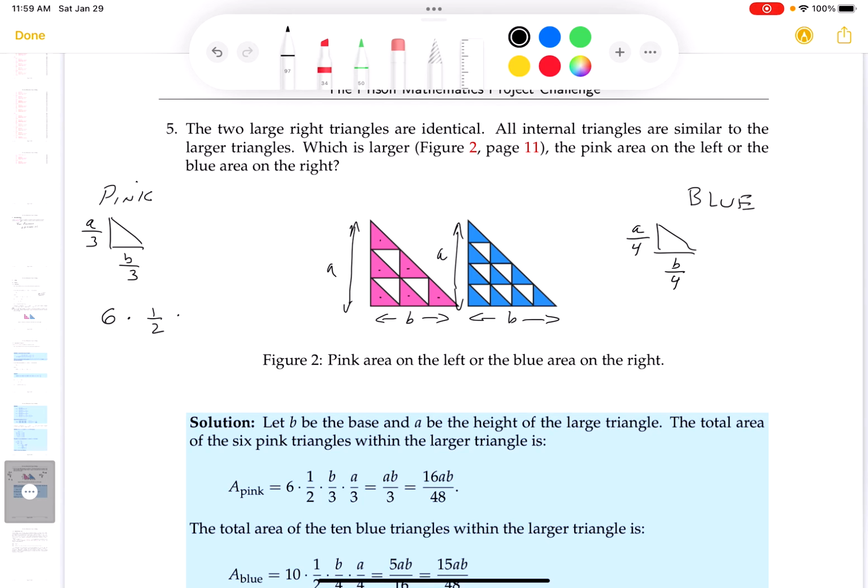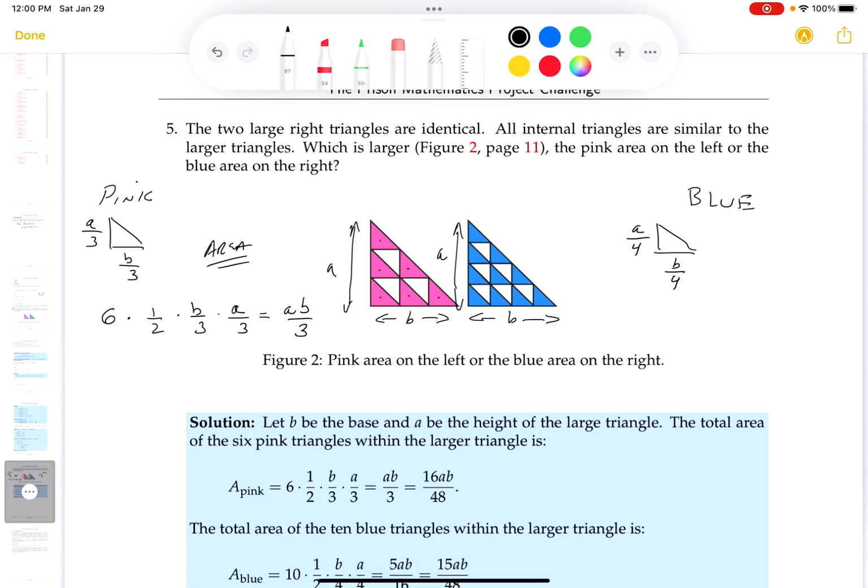times the base. Well, the base is B over 3 times the height, which is A over 3. And this is the area. I'm doing the area now. And what do you get there? I guess you get AB over 3. All right, let me just check that out. Yeah, 6 cancels. Yeah, AB over 3.